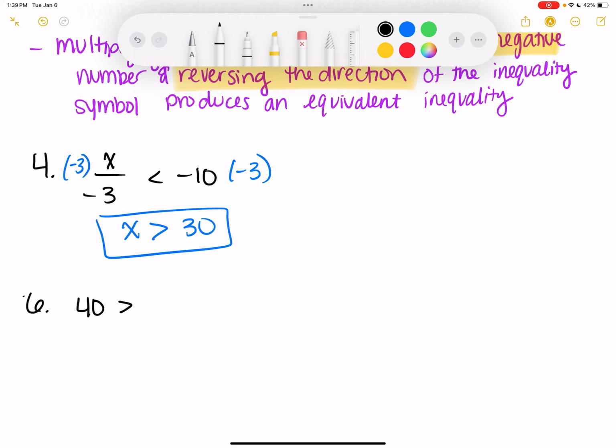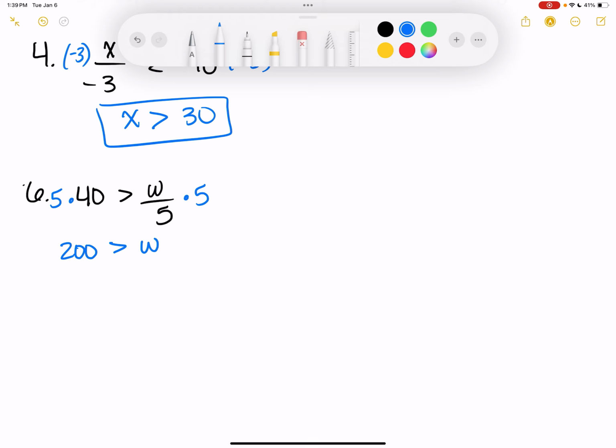Alright, 40 is greater than w over 5. So notice this one is a little bit different. Okay, it's not a negative that I'm multiplying by, but I'm still multiplying both sides by 5. So I don't do anything to the inequality. It stays as it is. So this is 200 is greater than w. Now, I don't really care if you leave it in this order. However, if you're going to graph it, remember you need to flip the whole thing over. So w is less than 200. I just took the entire equation and flipped it over. Okay?